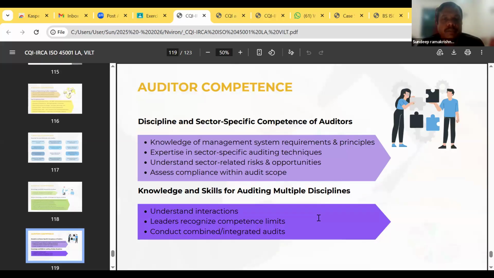So, discipline and sector specific competence of auditors. You have to have the knowledge of management system requirements, expertise in sector specific auditing techniques, and what are the risks and opportunities in that sector. If you have good understanding, this is important for auditors. And when you audit multiple disciplines, you have to understand interactions and what are the competence limits of the people with whom you are working. This you have to have an understanding, right? And you can sometimes conduct combined integrated audits.